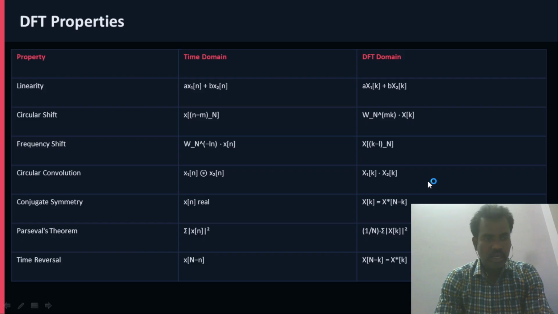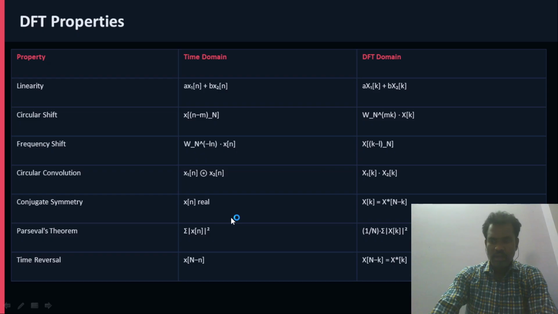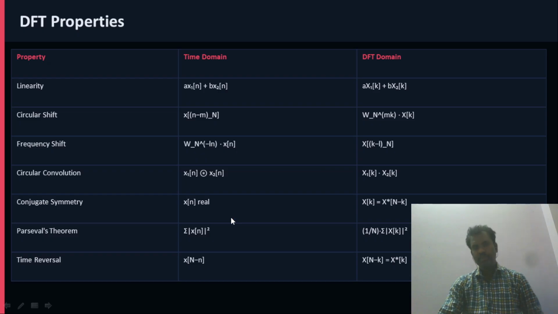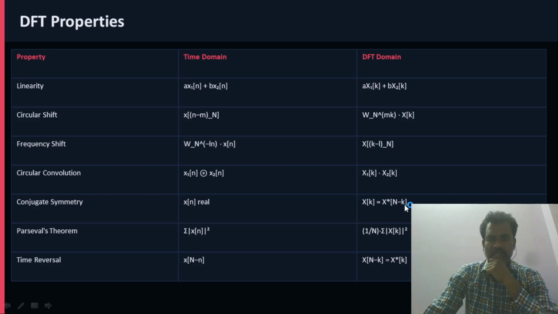The next one is the conjugate symmetry property. So this is very important. Conjugate symmetry property: x of n is a real signal, not a complex signal. Then its spectrum is X of k equal to X star of N minus k, capital N minus k. That means it is folded and shifted by capital N.